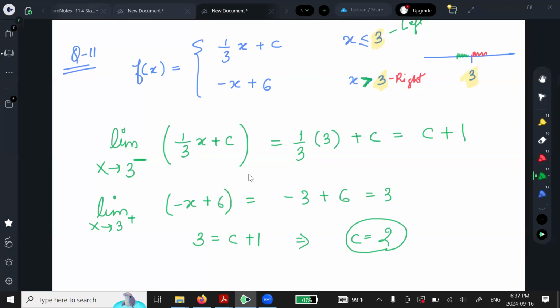Good? Could be a multiple choice question where they'll give you a bunch of values of C, you'll have to solve. Question? Yes. But yes, there is a C involved, right? So for what value of C will they equal? That's what you solve for. So for limit to exist, yes, you're right. So we're finding C. Question? Yes. If it's an MCQ, no.